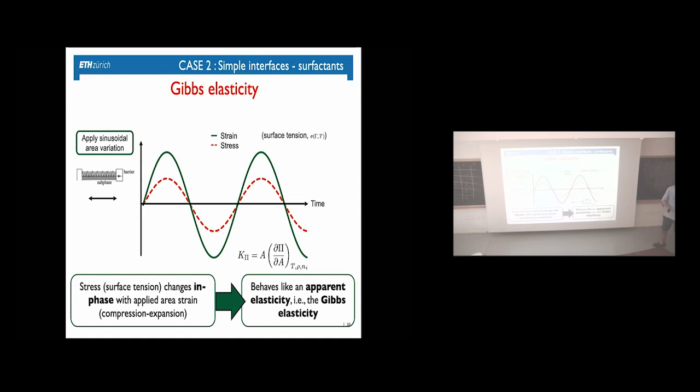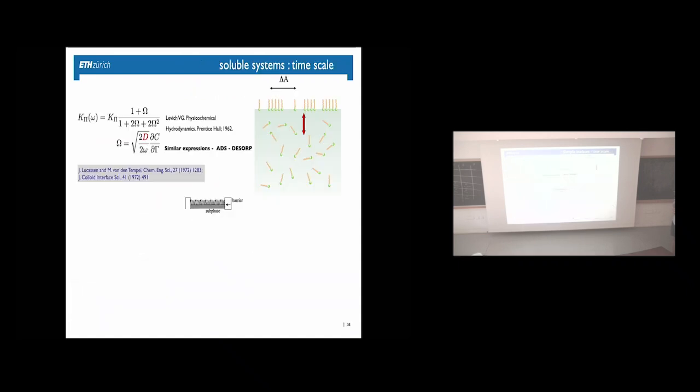I don't even need to do the oscillations, right? If I measure my isotherm and I take the derivative, I take the slope, I have the same value. So this is good news. If you have the equation of state, if you know what your system is doing thermodynamically, you know the elastic response that you will get purely from the thermodynamics. But it's not a rheological material function in the strict sense, okay?